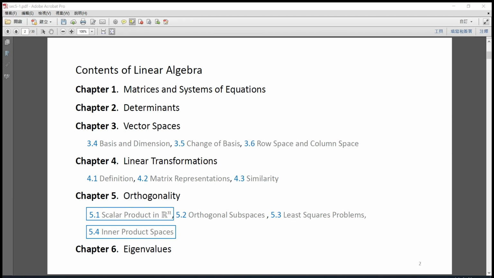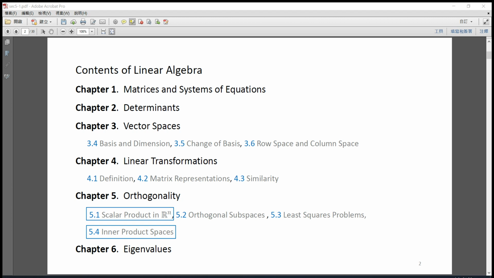In this week, we are going to learn sections 5.1 and 5.4. In section 5.1, we introduce the scalar product or the inner product in Rn. While in section 5.4, we introduce the inner product for more general vector spaces, such as polynomials, continuous functions, or matrices. Our textbook uses the scalar product to refer to the inner product in Rn.